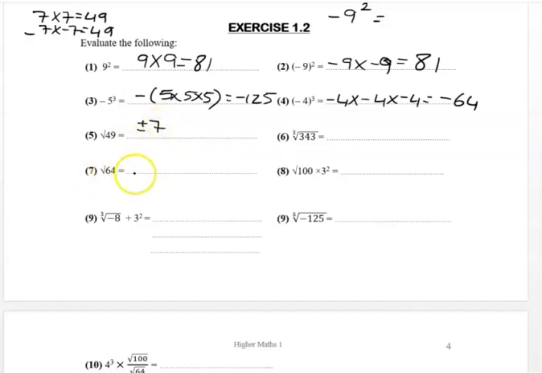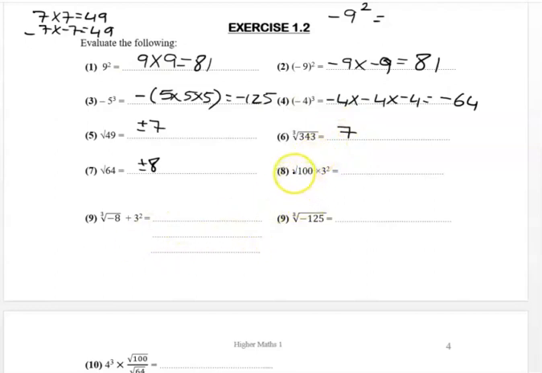Now the square root of 64 is going to give me, we know that 8 times 8 is 64, minus 8 times minus 8 is also 64, so our solution is going to be plus or minus 8. Now the cube root means what number times itself 3 times gives you 343. Now you should be familiar with all the cube numbers or be able to recognize them. Now the cube root of 343 is going to be 7.